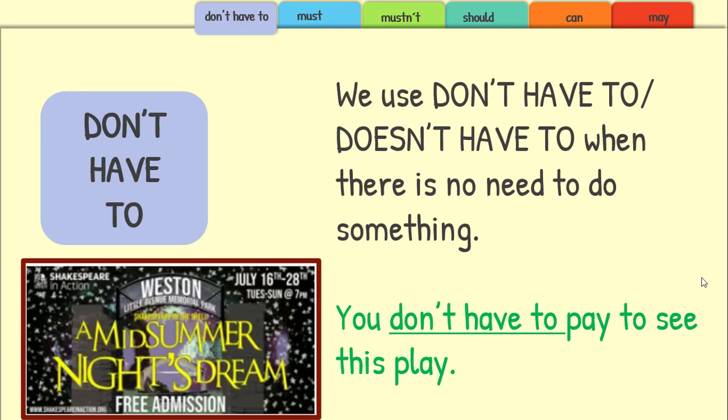We use don't have to or doesn't have to when there is no need to do something. Look at this picture. There's a play and it says free admission. So you don't have to pay to see this play.